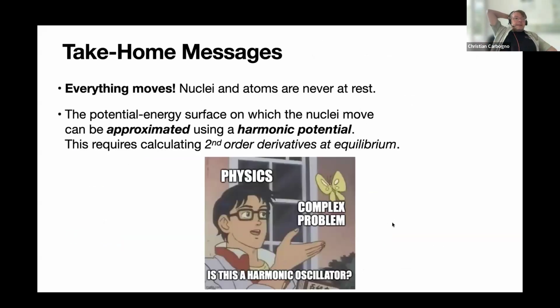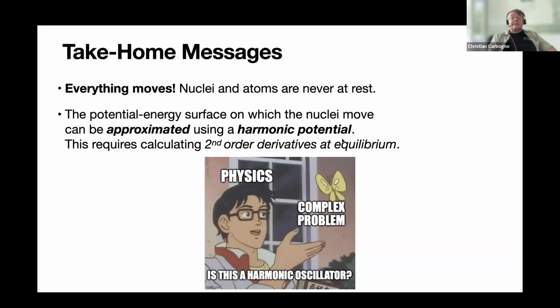Now, this already brings me to my second set of take-home messages that I want you to remember. As we said before, everything moves. The nuclei are always moving. So we have to describe how they're moving. And to do that, using the full energy surface would be much too costly. So what we do, we approximate this energy surface on which the nuclei move. And that we do using a harmonic potential, basically a parabola that approximates this potential energy surface around equilibrium.